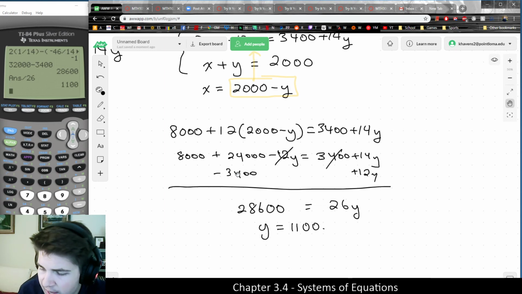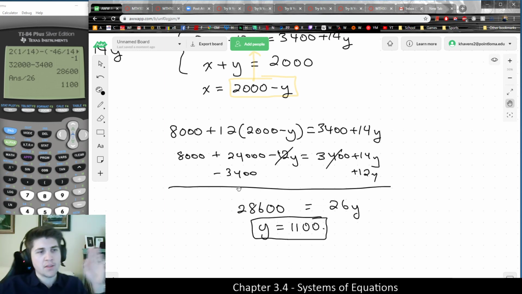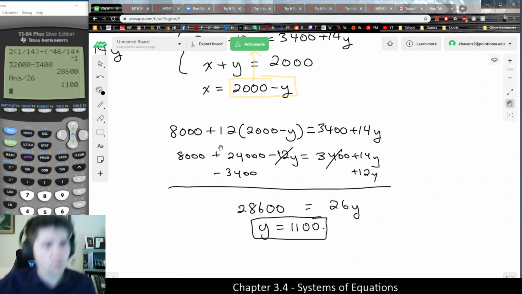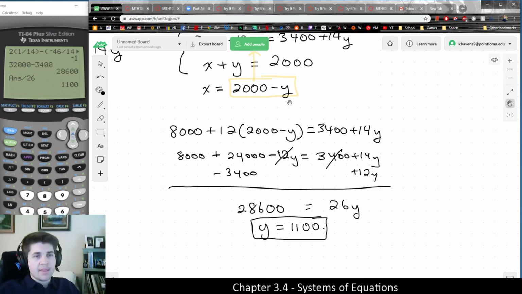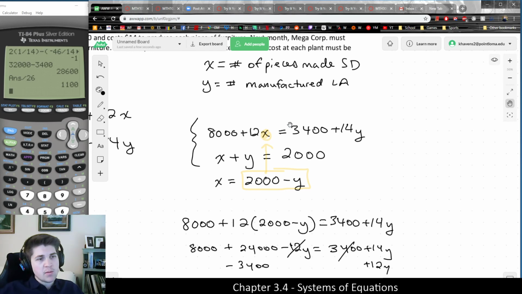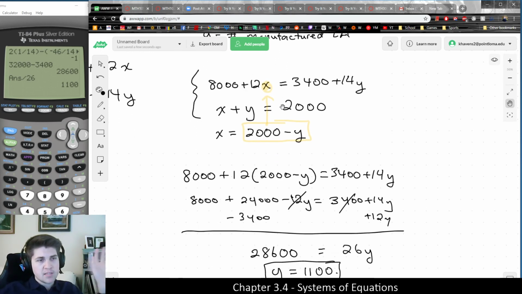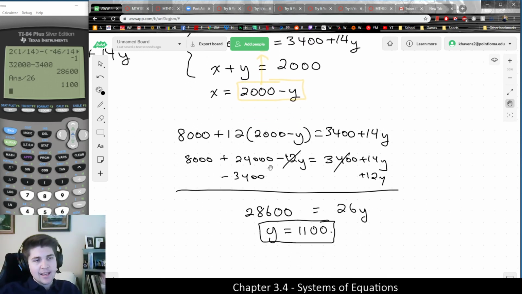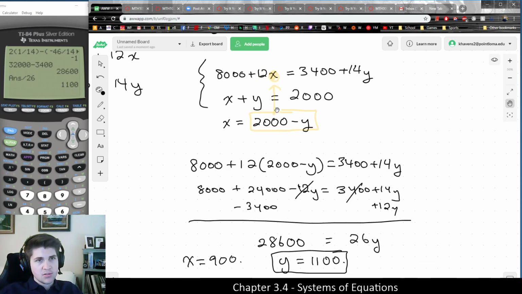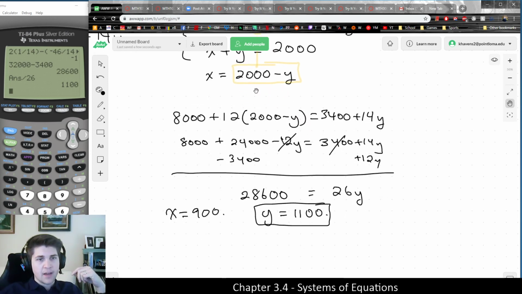Once I solve y, it's helpful because once you get focused on the math side, it's easy to forget about what is the actual problem at hand. But thankfully right here I have written down what y is. Y was the number of pieces of furniture that I manufactured in the LA facility. So that leaves me with 900 for the San Diego facility because the total was 2,000. Or of course I could plug y back into the simpler of the equations, reverse the substitution, and find my ordered pair.